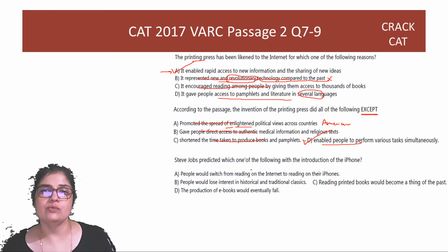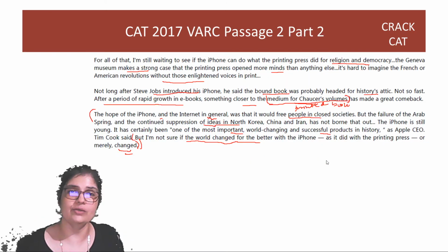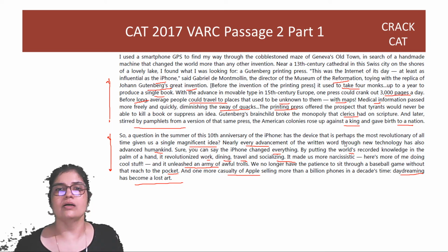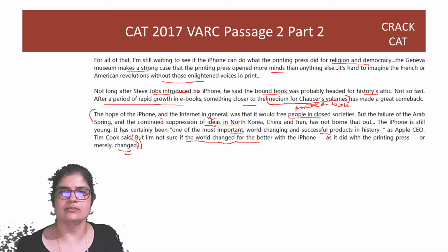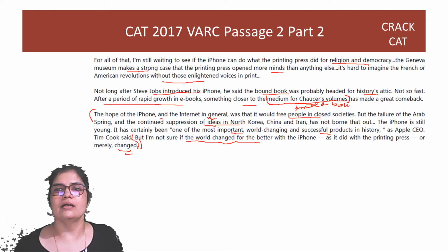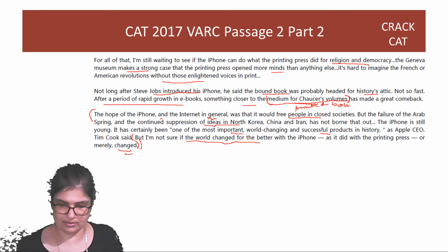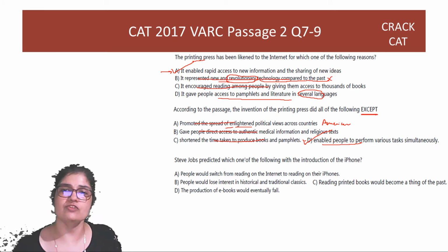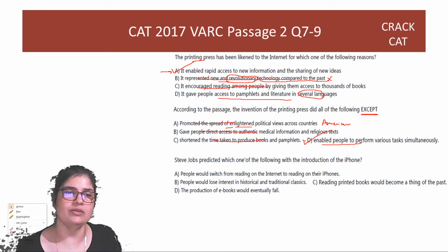Steve Jobs predicted which one of the following with the introduction of the iPhone? He said, right, okay, iPhone, and we are looking at books only right now. Okay, with the iPhone, yes, here. The bound book, he's saying that nobody will read books. Correct? Nobody will read printed books. So people would switch from reading on the internet to reading on their iPhones.